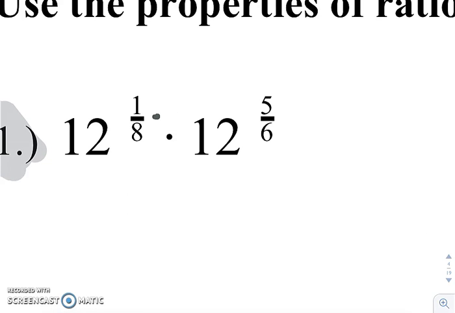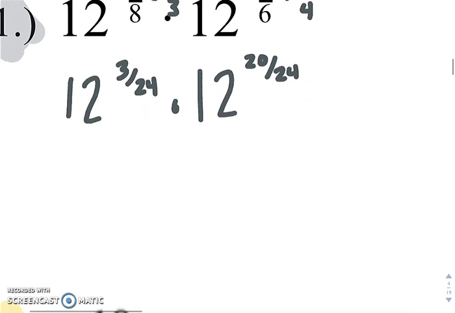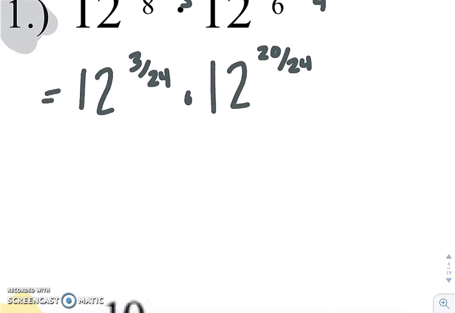I'm going to make them 24ths. So we're going to make this 12 to the 3/24ths times 12 to the 20/24ths. Now, they're the same base, which is good. So we can keep that base of 12 and say, okay, 12 to what power? 12 to the 23/24ths.